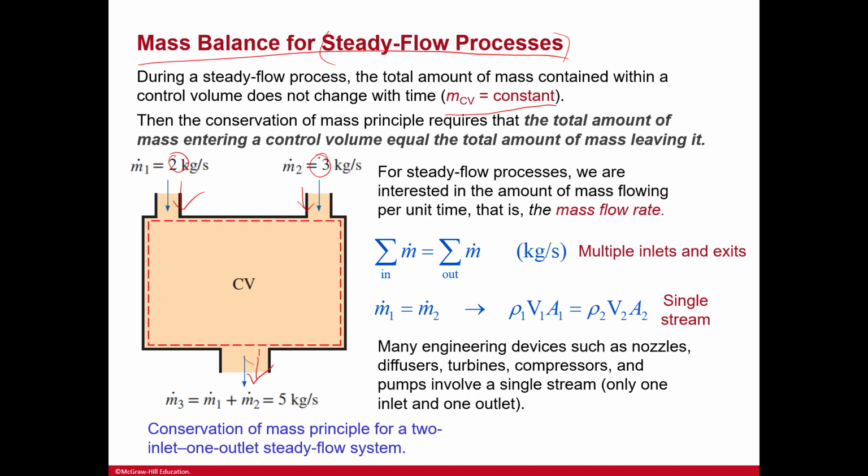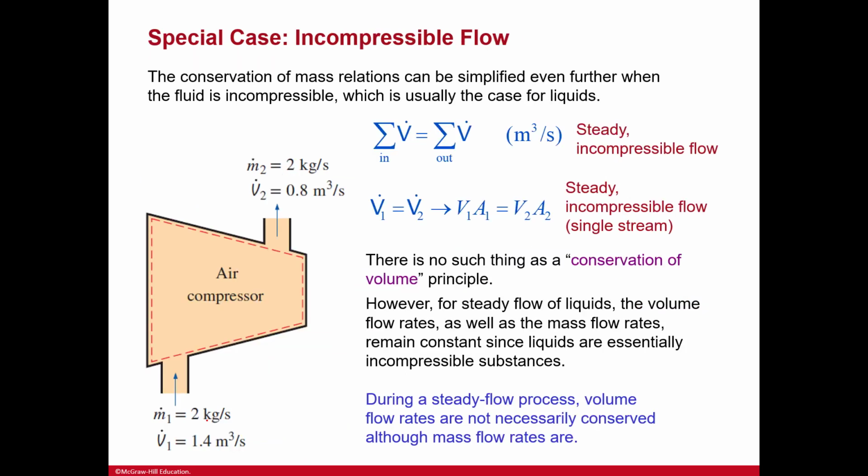So for steady flow processes, we are interested in the amount of mass flowing per unit time, and that's the mass flow rate. And we see those in versus out, the sums of all of those, if you have multiples. And then this is single stream. Okay, and then here, which we will work at, many engineering devices such as nozzles, diffusers, turbines, compressors, and pumps involve a single stream only. And we start off using those because they're easier to solve. And again, you see that conservation here, conservation of mass. Here's nozzle.